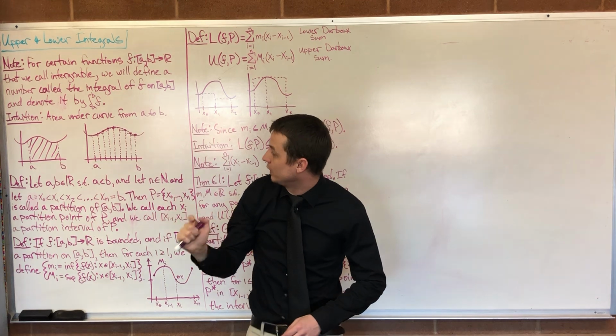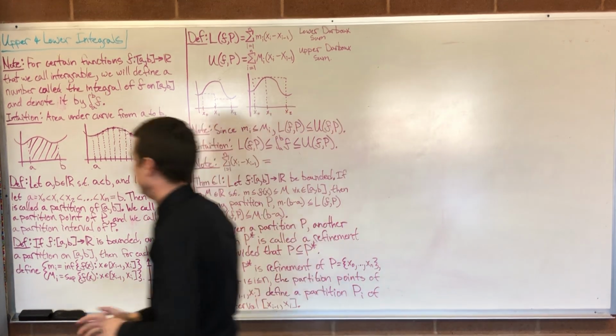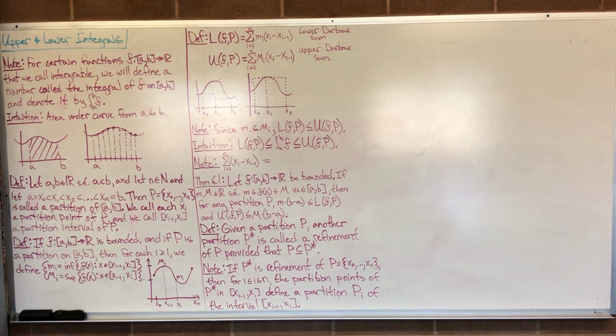The intuition for what this number will capture is the area under the curve on that interval. So if I've got some function, who knows what it is, defined on some closed interval, a b, my integral is going to give me the area under the curve on this interval a b, that shaded in area. That's ultimately what it's going to give me.